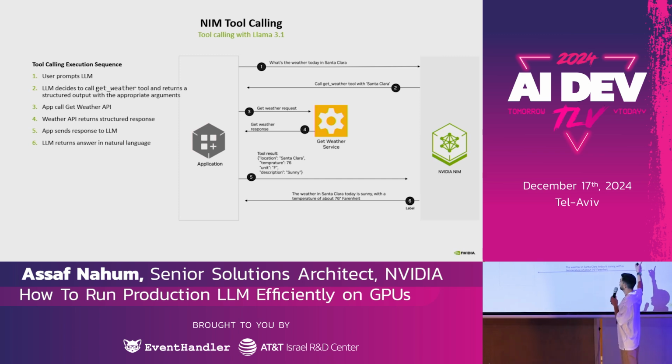So the LLM tells me, the developer, hey, please call this service. Tell them that I want the Santa Clara weather. We will call the tool itself, receive the answer, and send it back to the LLM. And the LLM, using both the original prompt and the answer that we got from the tool, will compose a readable answer and send it back to the user.